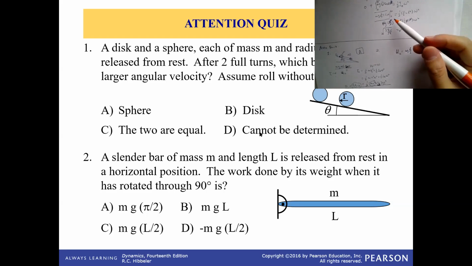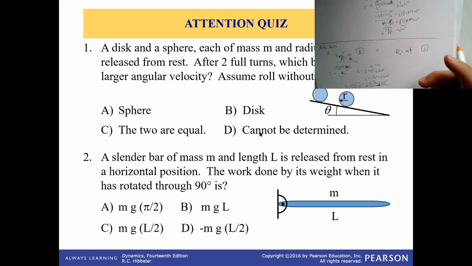We kind of did that in terms of torque by the weight. But if you just do it directly, the work done by the weight should be minus mg delta y. In this case, delta y is equal to minus 1/2 L. So then that's also mg L divided by 2. So this is also C. So either way works, but you don't want to double count the work done by the same weight.